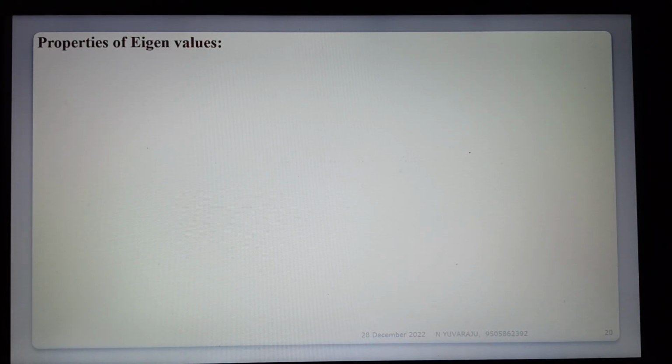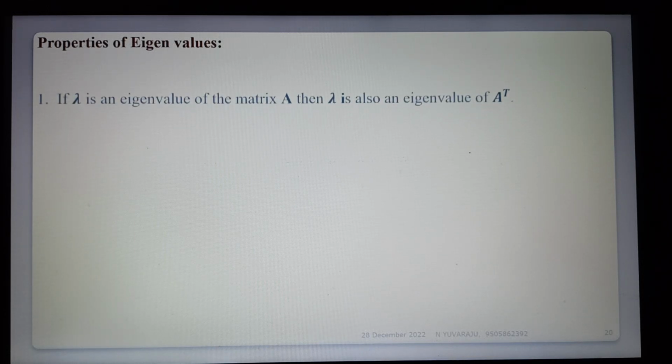Hi students, today we are learning the topic: properties of eigenvalues. In the previous lecture, we discussed the definition of eigenvalues and eigenvectors, and some problems also we discussed. So next one is properties of eigenvalues. See that first one.